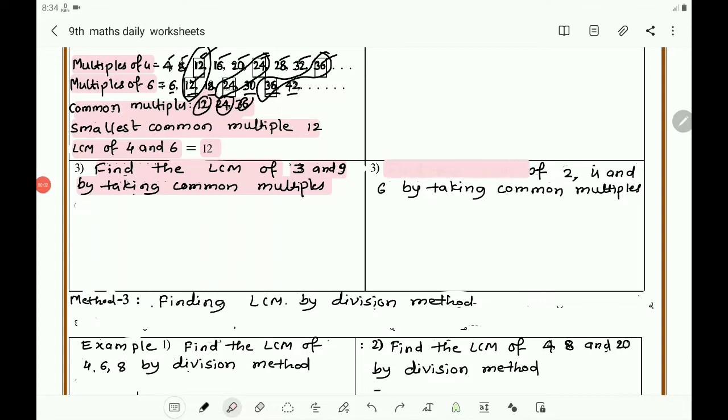Next one, find the LCM of 2, 4 and 6 by taking common multiples. Here also write the table of 2, 4 and 6. They are the multiples of 2, multiples of 4, multiples of 6. What are the multiples of 2? 2, 4, 6, 8, 10 like this way. And the multiples of 4? 4, 8, 12 like this way. And the multiples of 6? 6, 12, 18, and so on. And find the common multiples. Out of that, the smallest becomes the LCM.